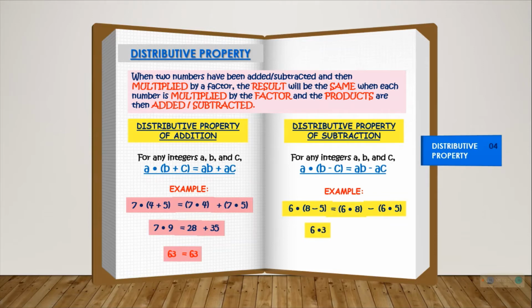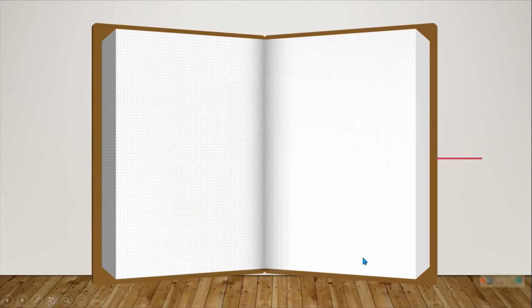So, 6 stays, and then 8 minus 5 is 3. Equal to 6 times 8 is 48, minus 6 times 5 is 30. 6 times 3 is 18. 48 minus 30 is also 18. So, they still have the same answer.